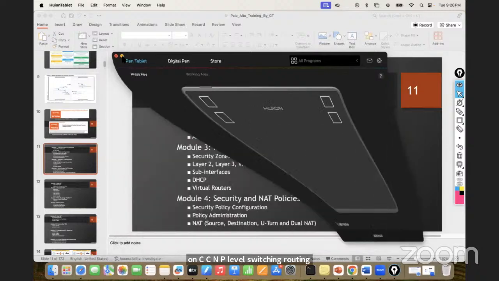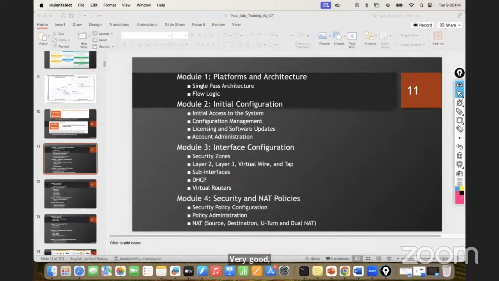Very good, very good. So if you already have very good knowledge of CCNP level routing and switching, this is the right choice. I'm muting you, you can unmute because a lot of background noise is coming. Once you have firewall level knowledge, I'm not talking only about Palo Alto, any firewall level knowledge, you are going to get more jobs in the market. If you just go and search on Google, let me show you.